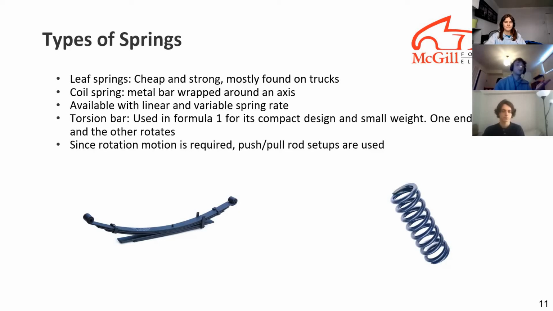And finally, there's the torsion bar. These types of springs are usually used in Formula type cars. For example, Formula One, that's the best example we can have. They're used because they're very compact, very lightweight, and very simple too. It's basically just a single bar that has one end fixed and the other is free to rotate. What happens is when we rotate, it creates a spring effect. So that's how it works.